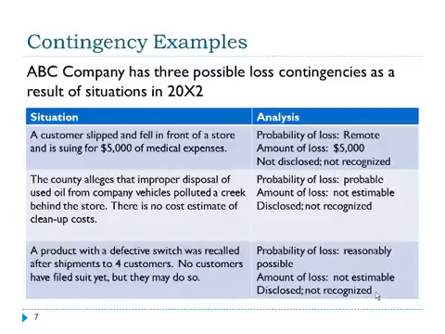Here's our third example. A product with a defective switch was recalled after shipments to 4 customers. No customers have filed suit yet, but they may do so. This probability of loss might be reasonably possible. There's no particular evidence that there's been any damage, but the business environment being what it is, it's certainly possible that the customers will file suit.